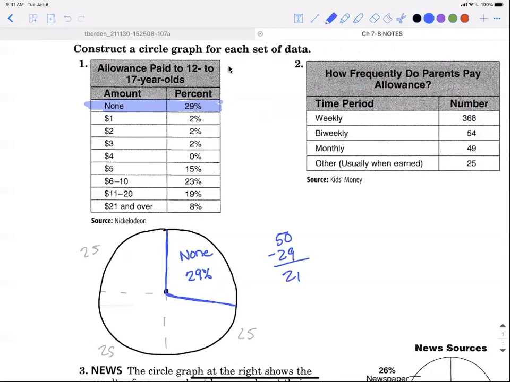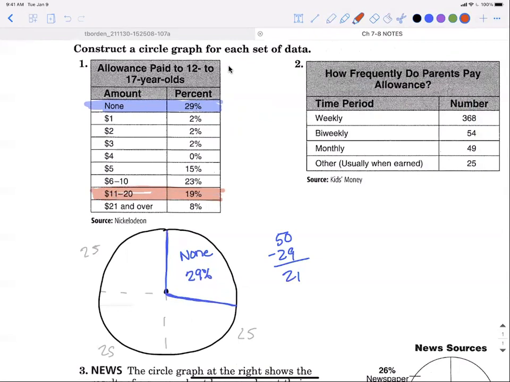Do I have another pie piece up there that's really close to 21? Got a couple of them. You can choose between which one, Jace? All right. And you could have chosen the 19 or the 23. They're both equally close, but he said 19. So that's the one we're going with.